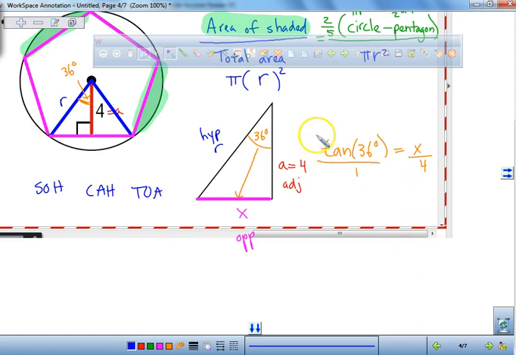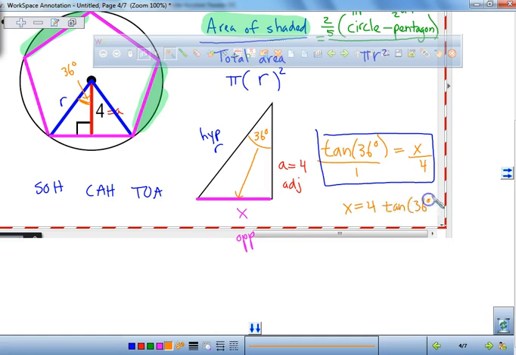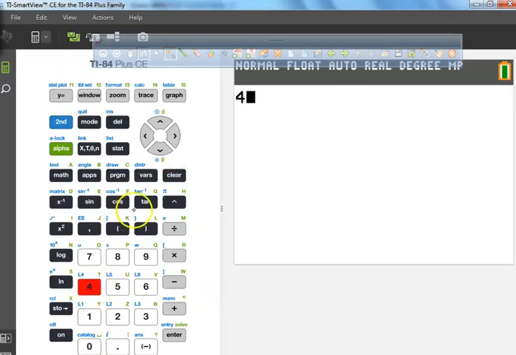So when we cross multiply this right here, what are we going to get? We're going to get our value for X. So what is X going to equal? 4 times the tangent of 36 degrees. That's going to be important. Yep, just type it in. Here we go. 4 tangent 36.